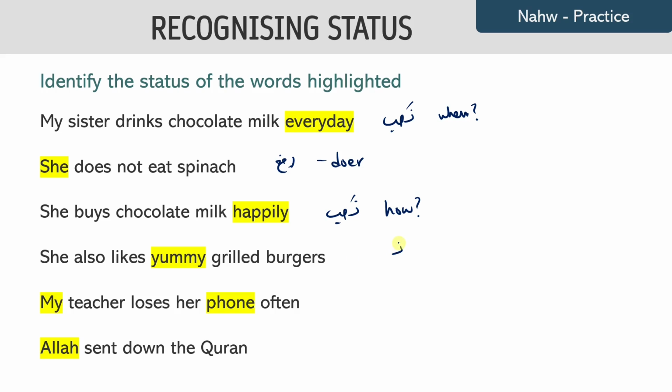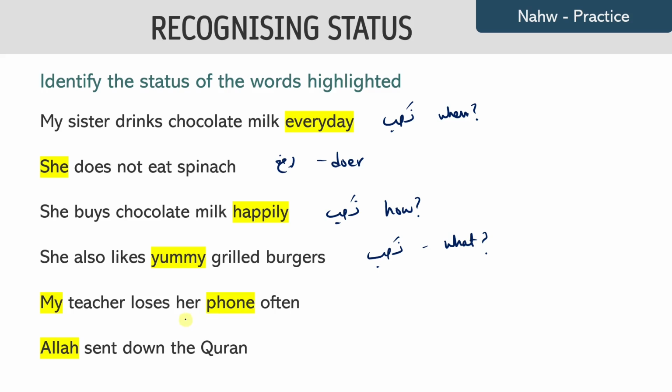Nasab, because it's telling you it's yummy. Nope. It's telling me what she likes, and she likes yummy grilled burgers. So in theory, all of these three words are going to be nasab. But here I only highlighted yummy, which is also going to be nasab, which answers the question: what does she like?